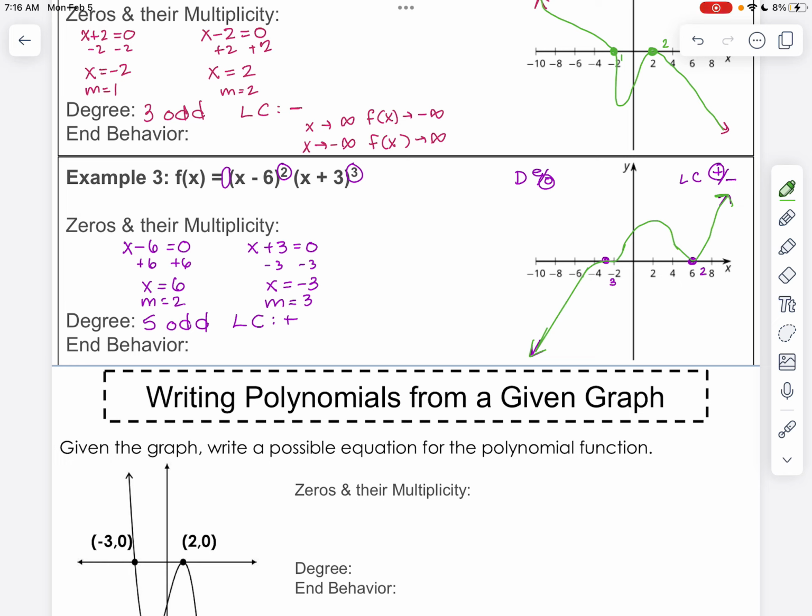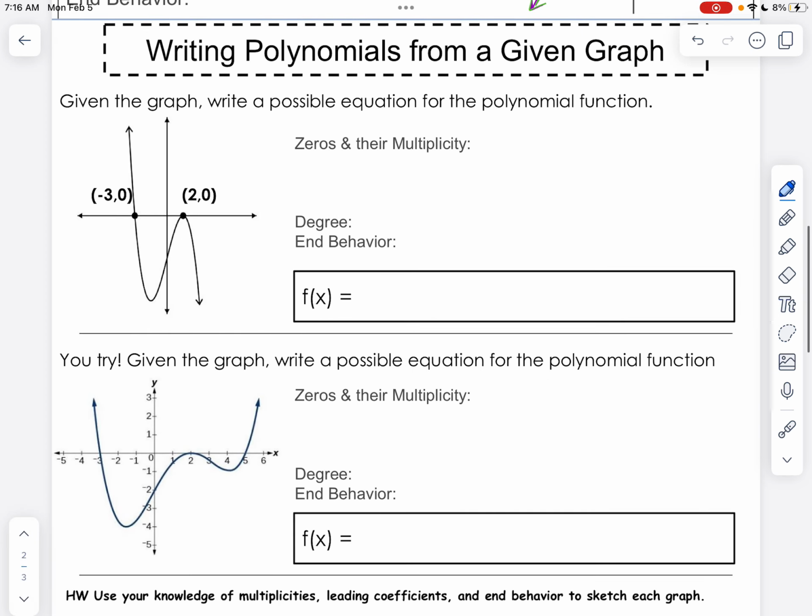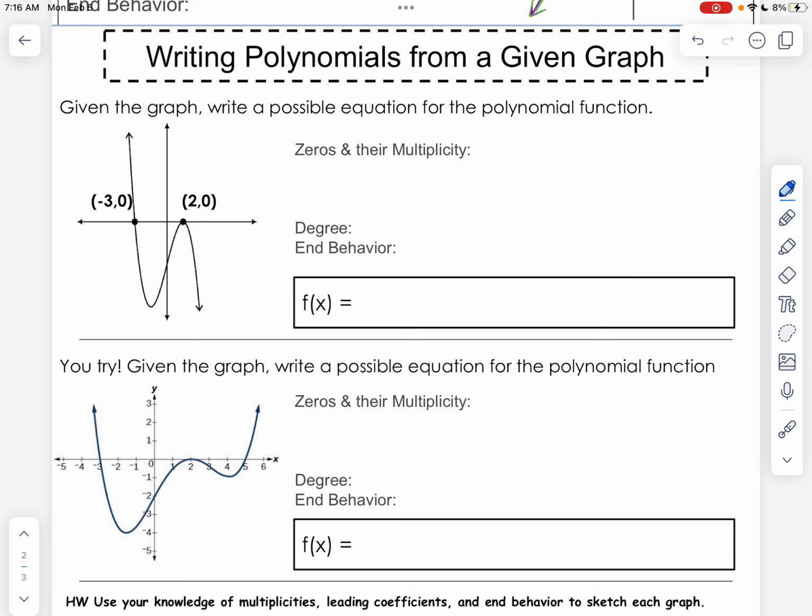For example 3, I'm going to let you fill in the end behavior on your own, and you can check the answer key if you want to check your work. All right, so now we're going to write polynomials from a given graph. So if we already have a picture of the graph that's been drawn, can we actually write the function or a factored form of the function that might be what we're looking at?